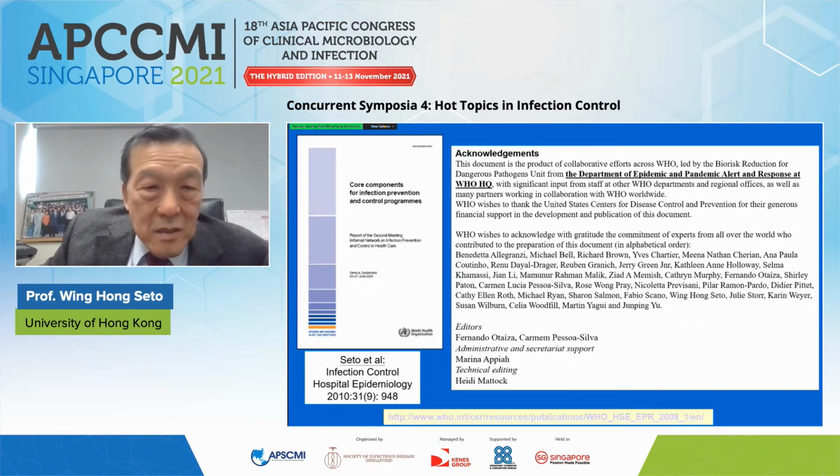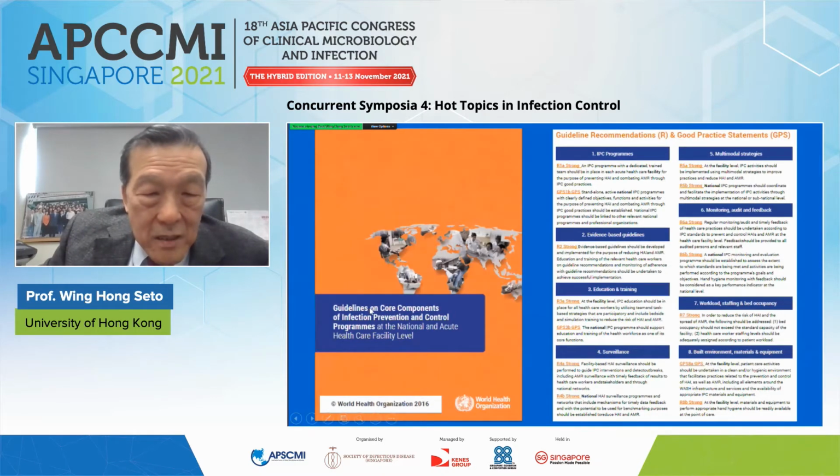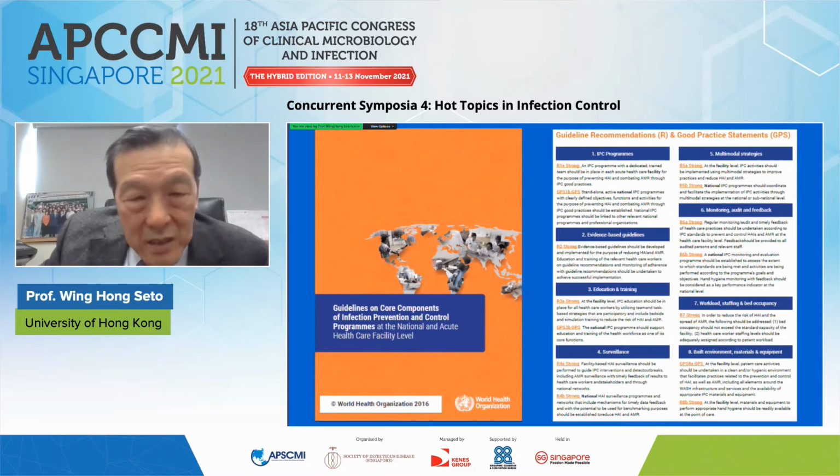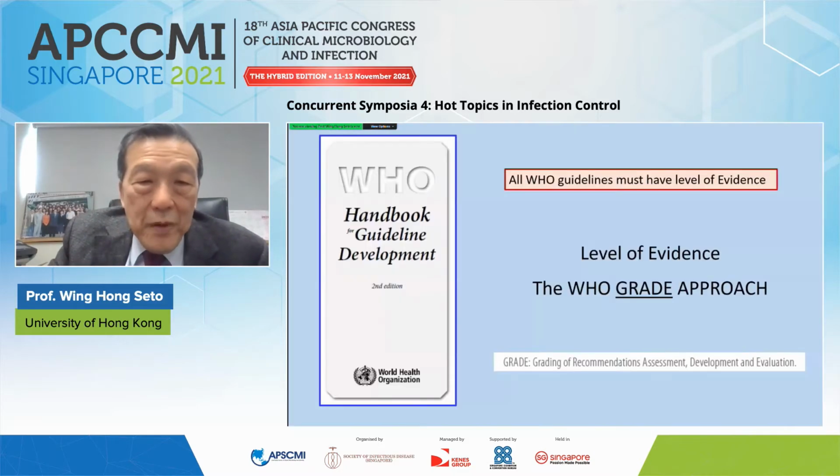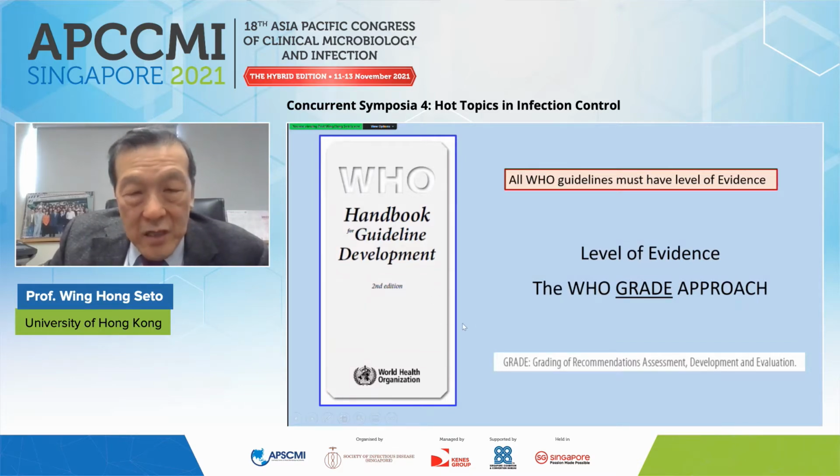If you take a look at this, this is just a report, core component. Then it's upgraded to guidelines. Now, there are committees that will decide whether you have reached the status of guidelines yet or not. But one big thing is this handbook. Before WHO now calls anything a real guideline, they have to pass this level of evidence. We call it the WHO GRADE approach.